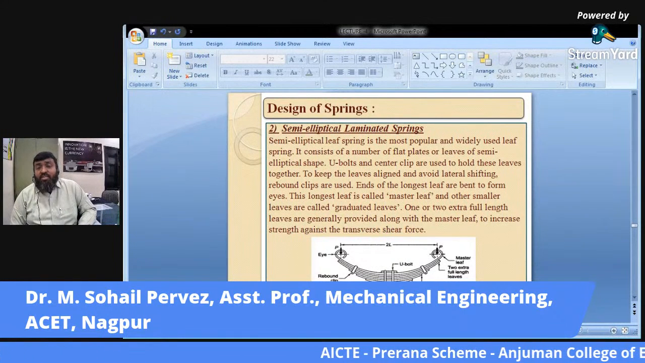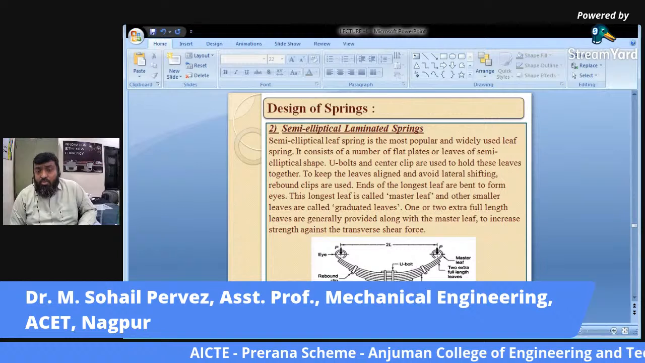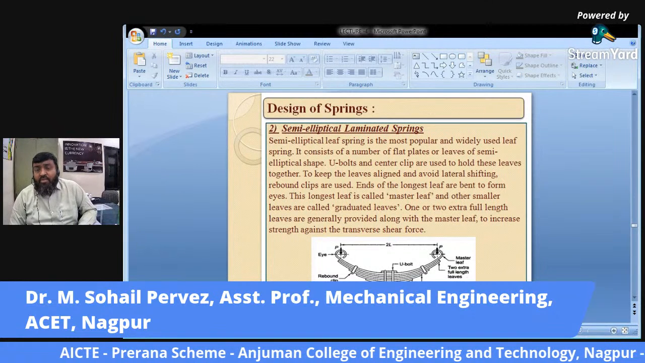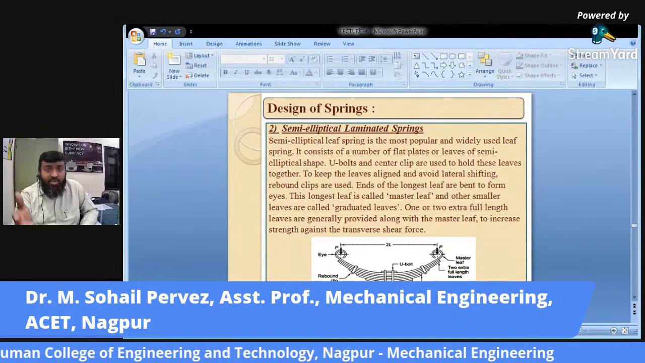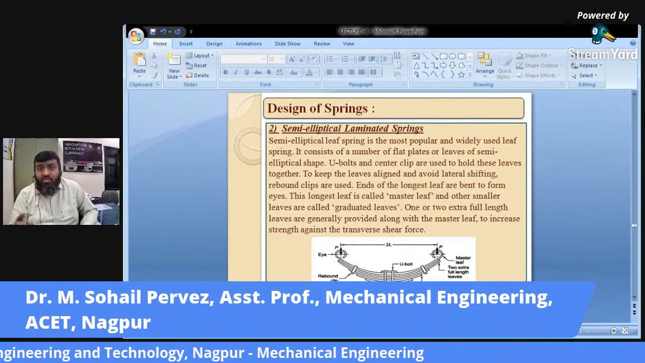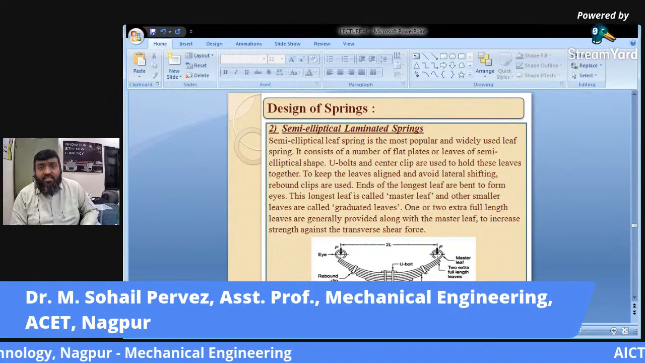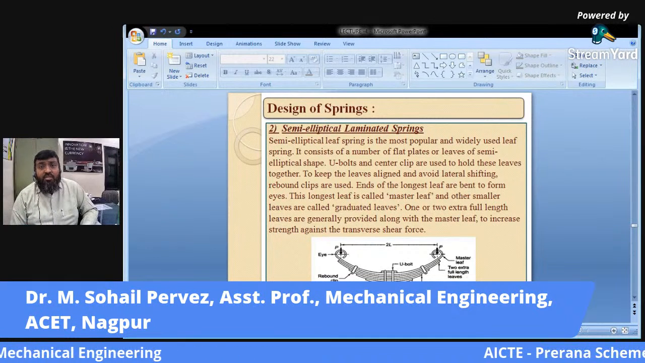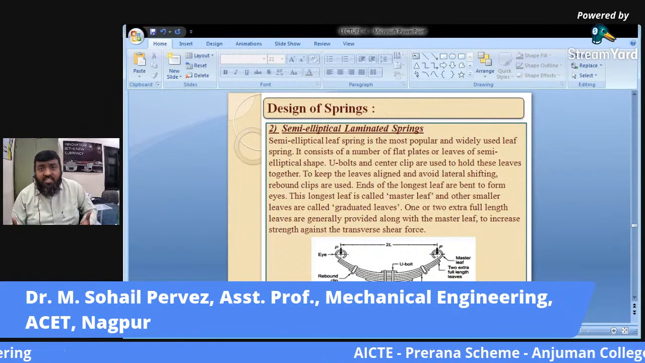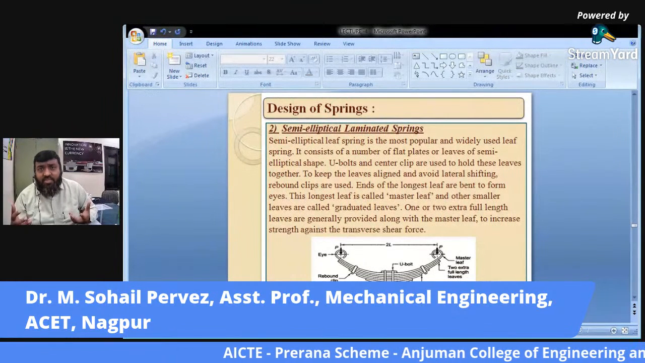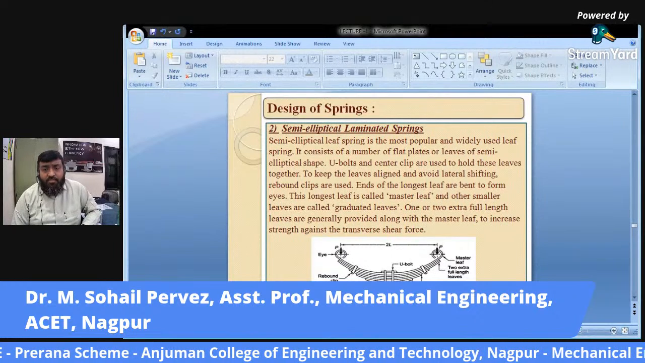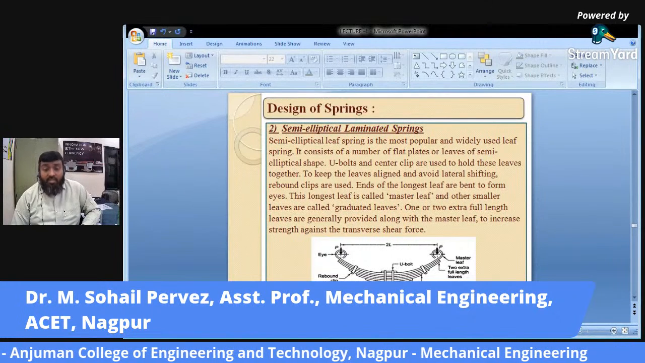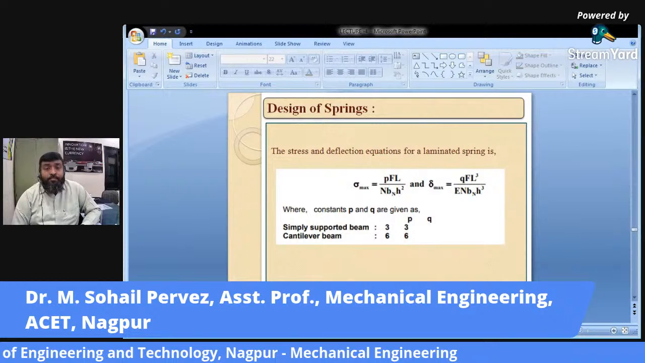So semi-elliptical laminated springs are the most widely used and most important part. Rather, to be more precise, it works as a structural member in our automobiles and in railway wagons. What does it mean to work as a structural member? It helps in taking up the load as well as in vibration absorption. So this is all about the design of springs.